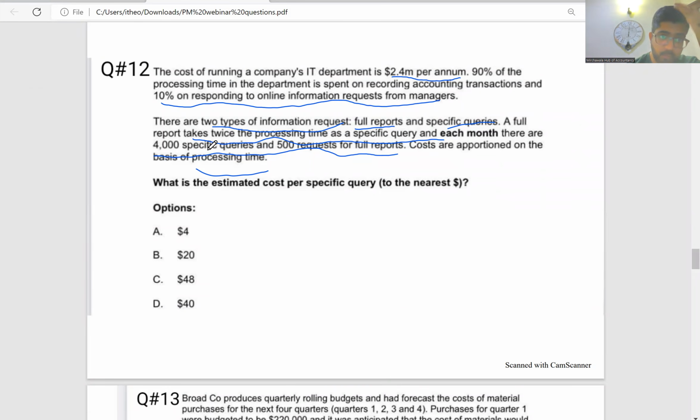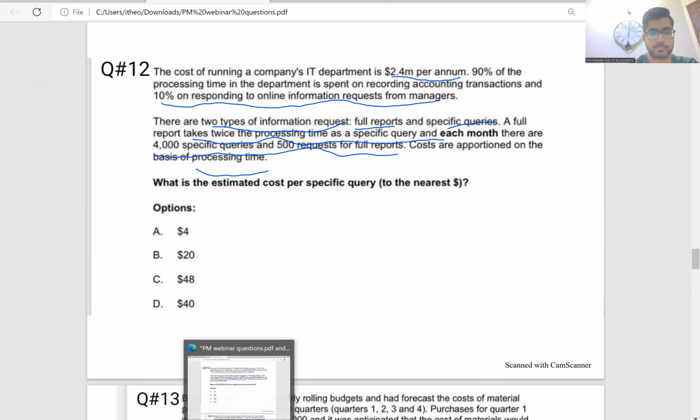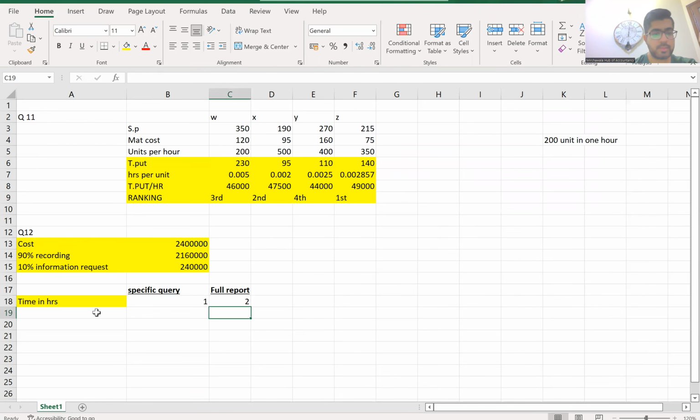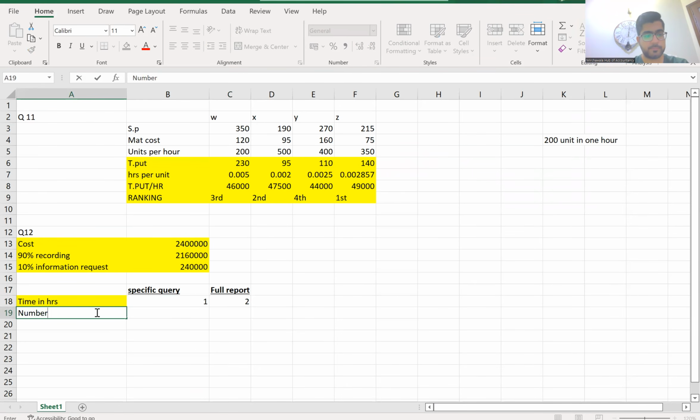Each month there are 4,000 specific queries and 500 requests for full reports. So 4,000 specific queries, 500 full reports. Okay.